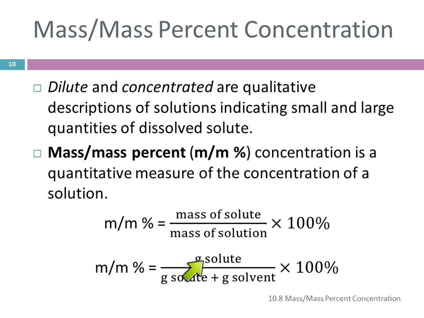Another way to express this is it's the grams of solute divided by the quantity, grams of solute plus grams of solvent, times 100%. Because the solute plus the solvent is the solution. And sometimes they'll give you the mass of solute and the mass of the solvent. So then you have to put these two together to get the mass of the solution. So these equations are important.